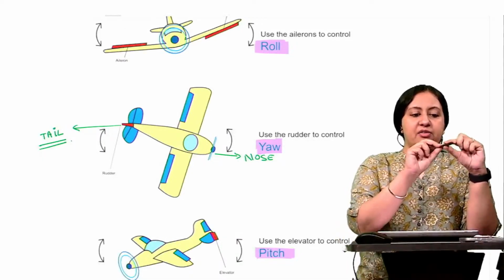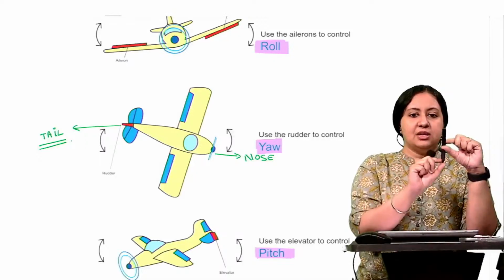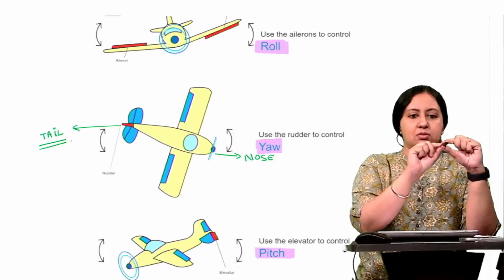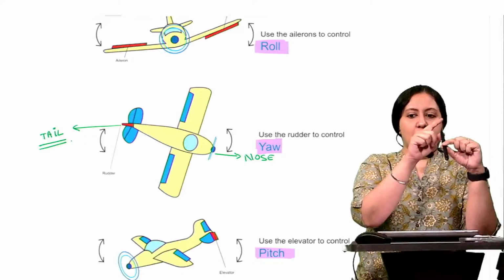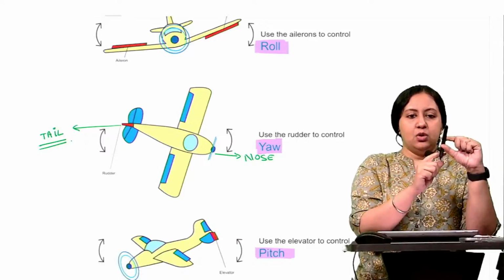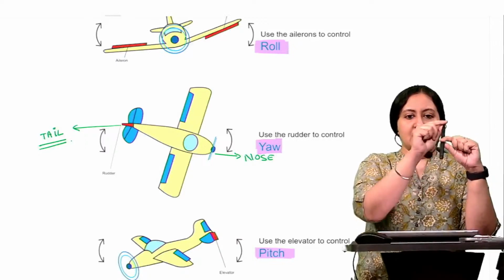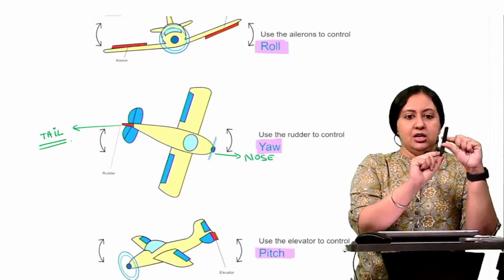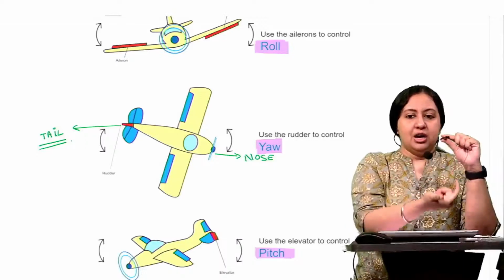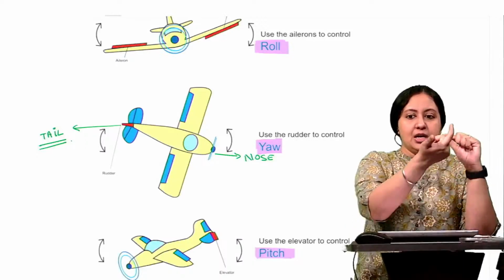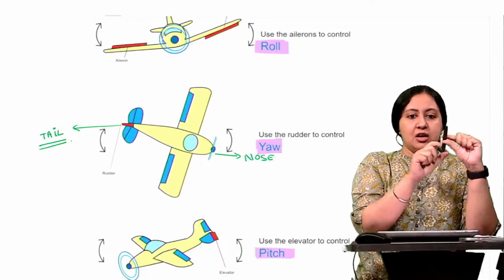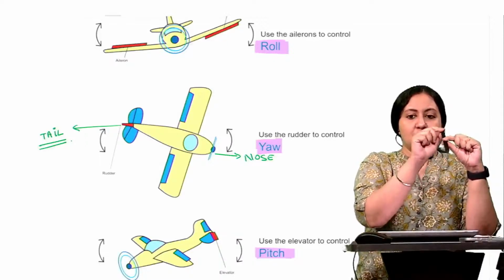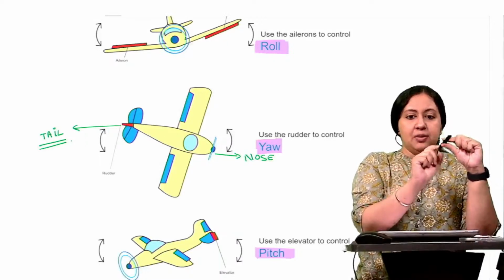Now if this moves like this, if the nose goes up and down, so when the nose goes down, the tail will go up, and when the nose goes up, the tail will go down. If this moves in this direction, that is your pitch. So this becomes your movement in the vertical plane.